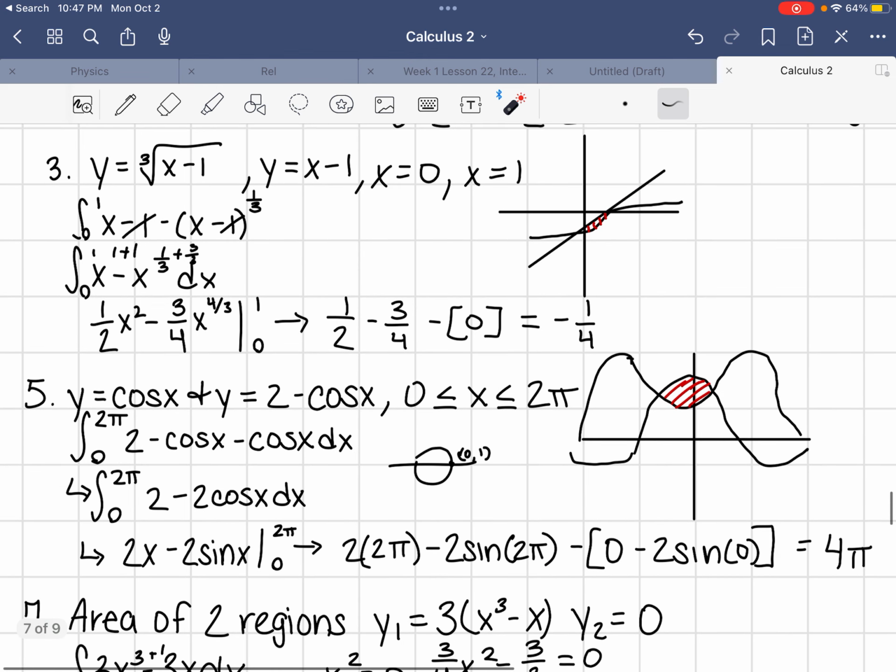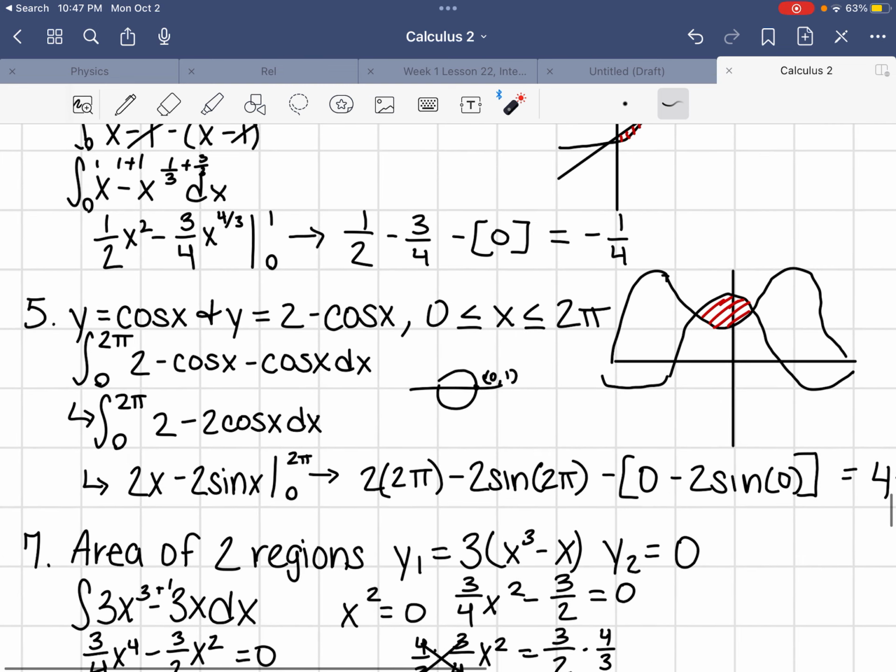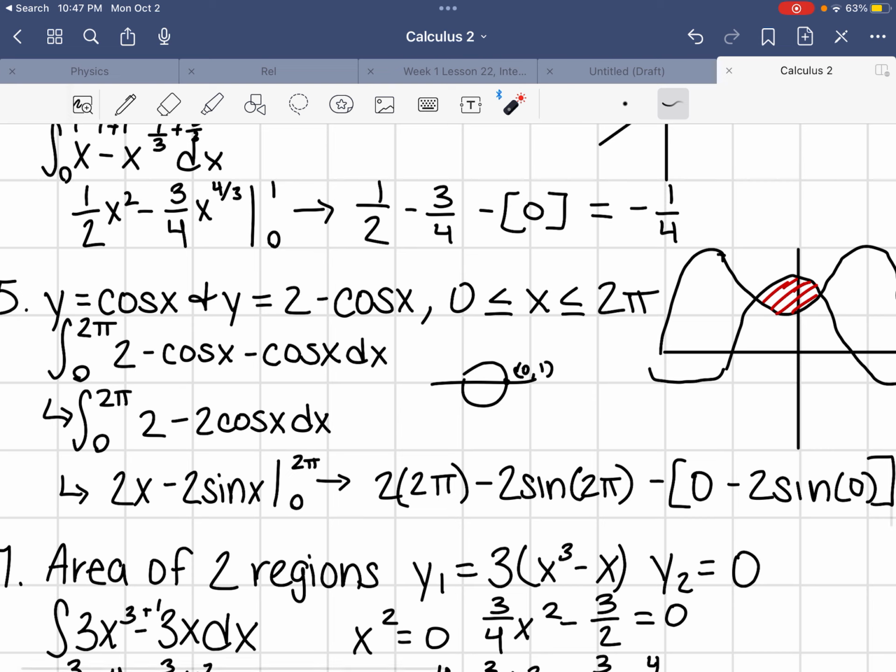Number 5. Oh, by the way, this is only activity 29. Find the area of the region bounded by the curve y equals cosine of x, and y equals 2 minus cosine of x, and then this is a and this is b, just given in another way.